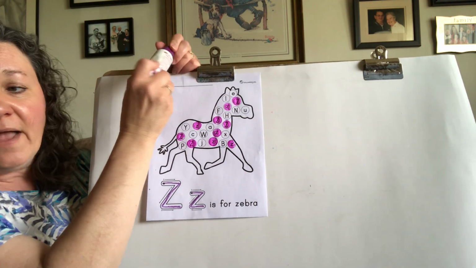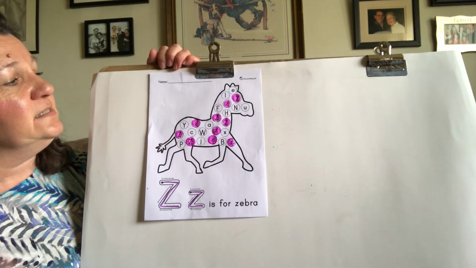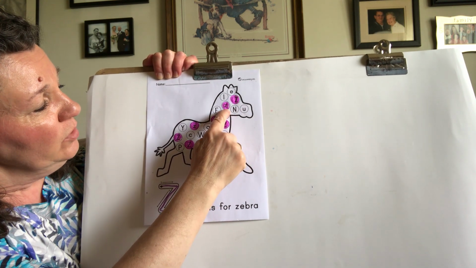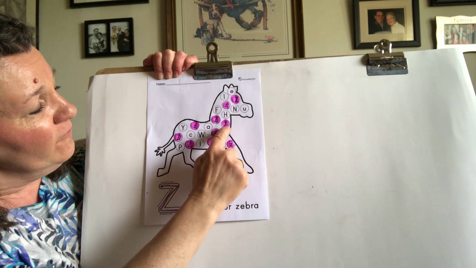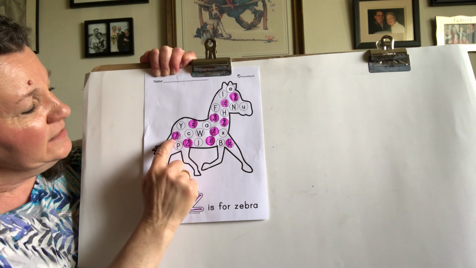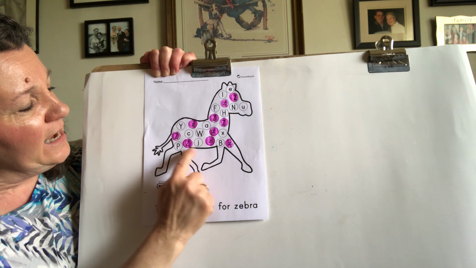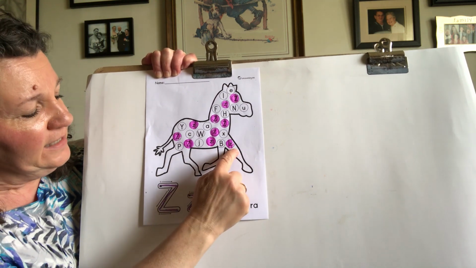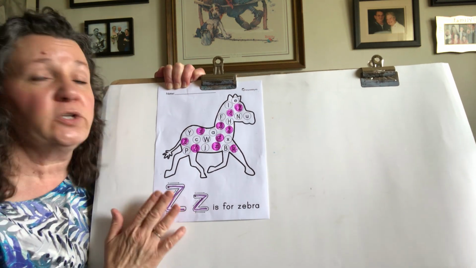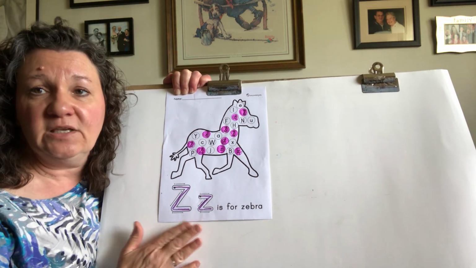And now let's go back and we're gonna count how many Z's we found. You ready? One, two, three, four, five, six, seven, eight, nine, ten. So what letter are we working with? The letter Z. And we're gonna do a lot of work with the letter Z this week, okay?